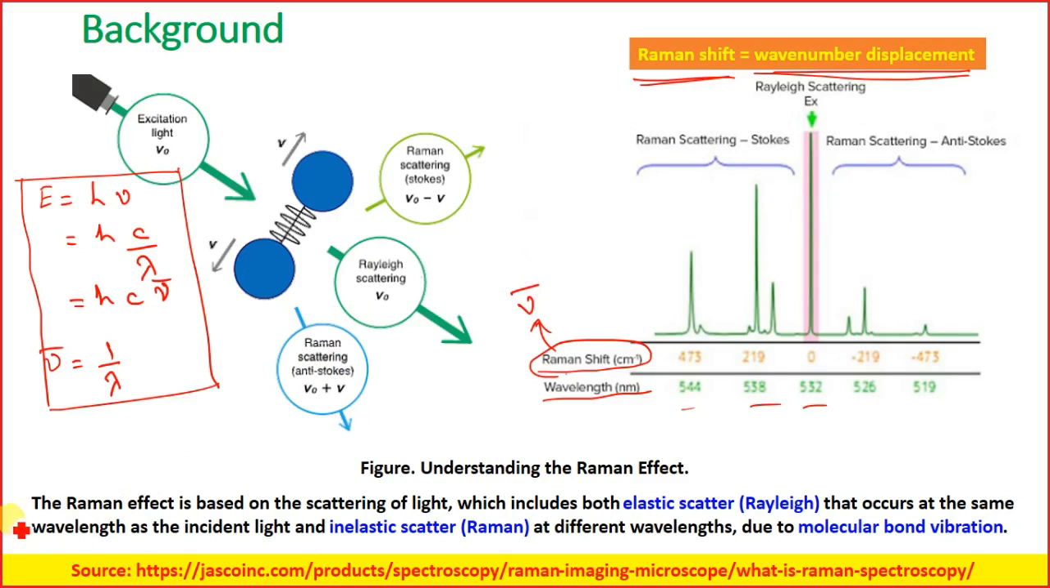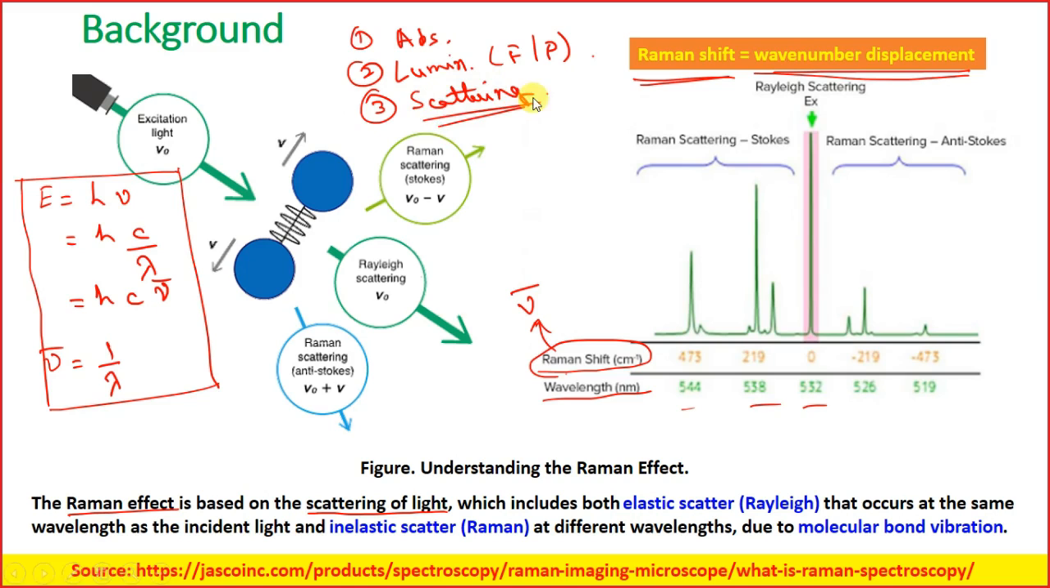The Raman effect is basically based on the scattering of light. So this is the third type we are talking about. The first one was absorption. The second was luminescence, which includes both fluorescence and phosphorescence. And third, we are introducing scattering. Are you getting my point?